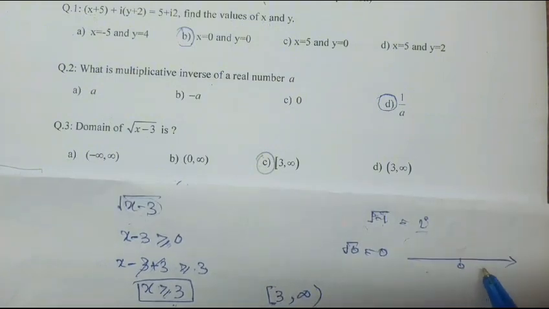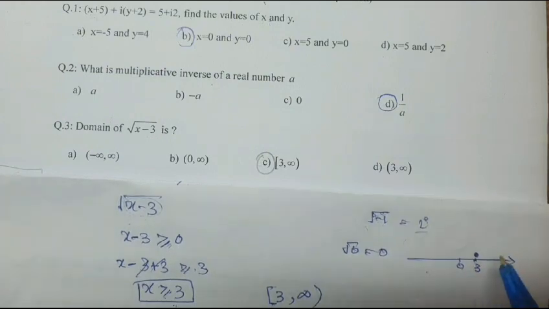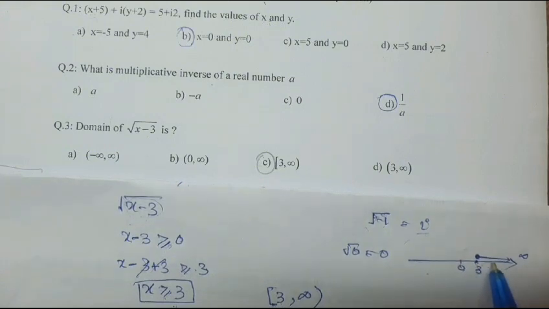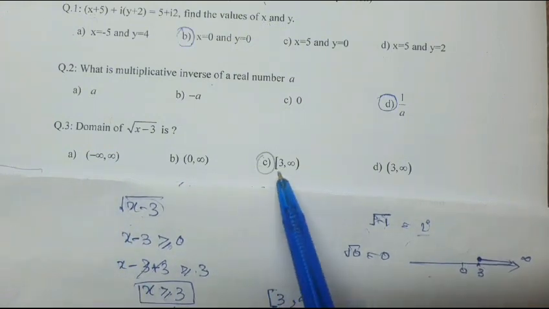And how can we draw this domain on the number line? We can observe here, let's say if here we have 3, it would be included. So we will fill up this circle and it goes all the way till infinity. So this is the domain of this function. So the right option will be C.